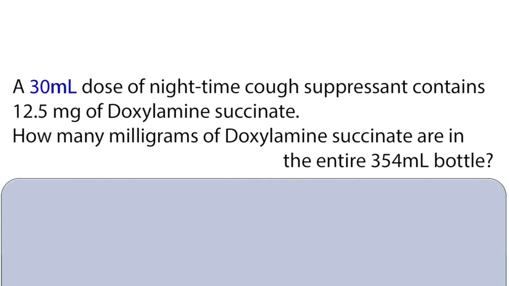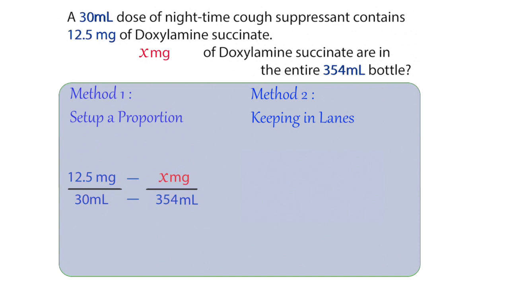A 30 milliliters dose of nighttime cough suppressant contains 12.5 milligrams of doxylamine succinate. How many milligrams are in the entire 354 milliliter bottle? So even if you can't remember any formulas, just keep like terms over like. So to start, I'm going to create two imaginary lanes. And we'll keep like terms in each lane, so it'll be milliliters in one lane and milligrams in the other lane.